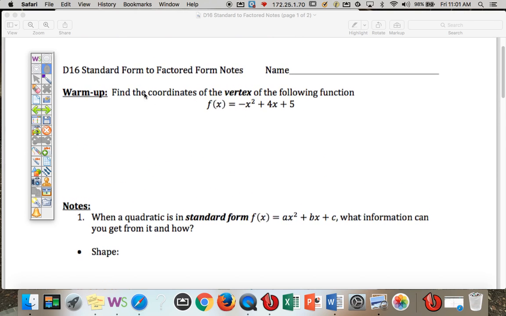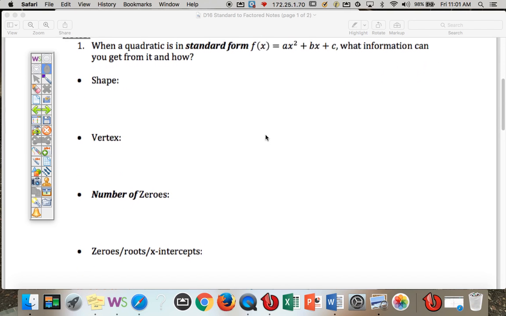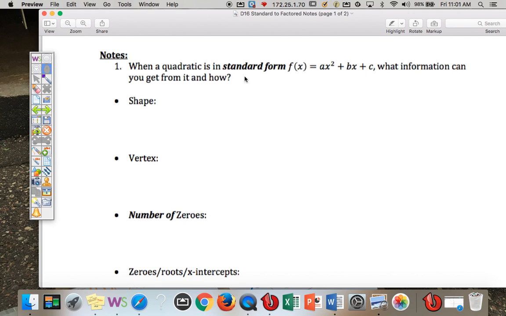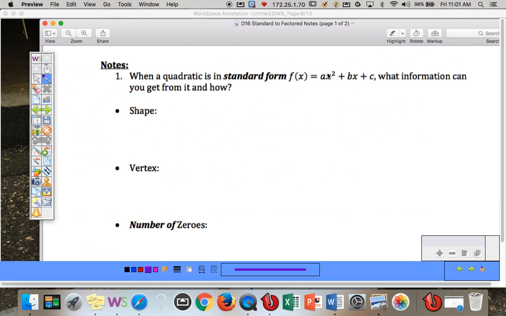So today our goal is, can you change from standard form to factored form? So if I give you an equation, can you factor it? So this is actually a review. We've done this before. When you get a quadratic in standard form, it means there's no parentheses. So if you take a look at this, there's no parentheses here.